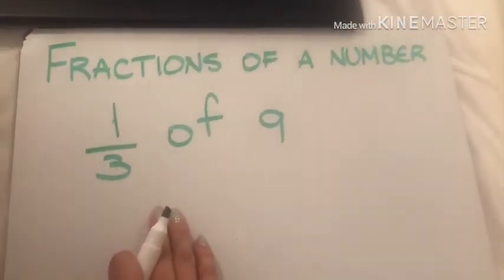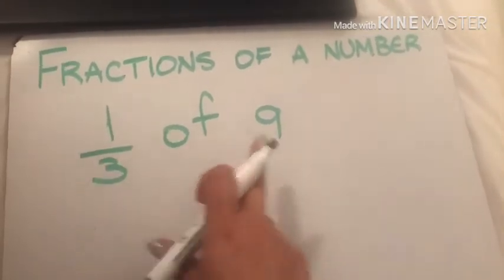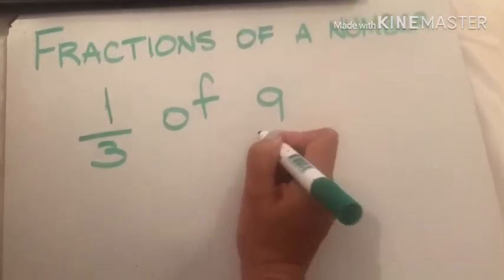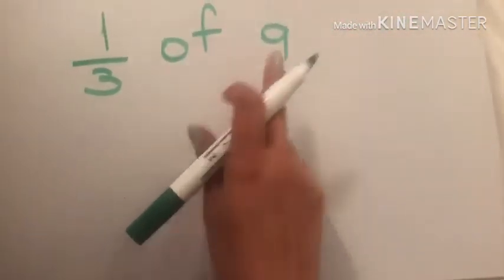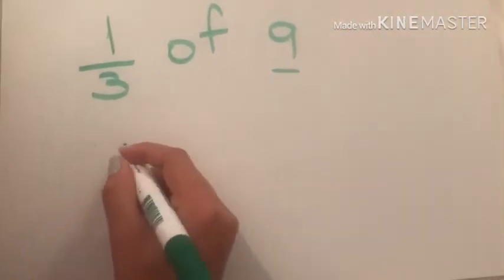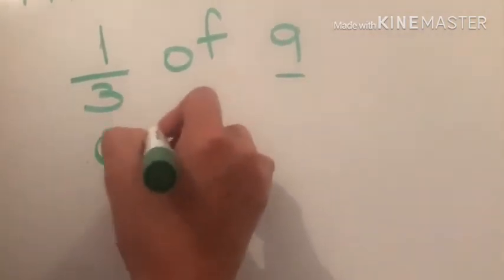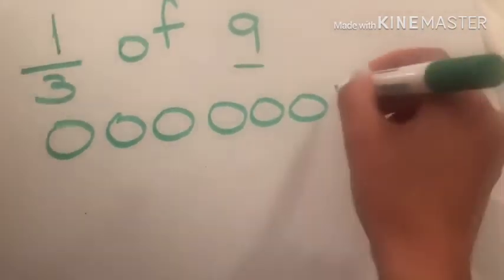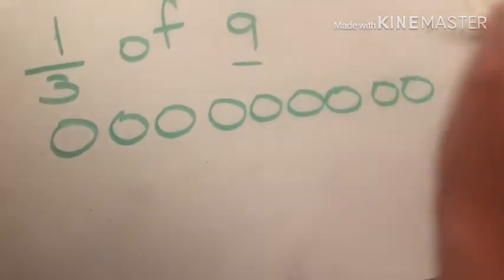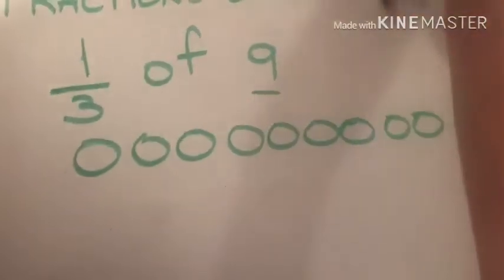Here is our second exercise. It says you have to find 1/3 of 9. So as I said, the first thing I'm going to represent is my 9, and I'm going to represent it as well with circles. 1, 2, 3, 4, 5, 6, 7, 8, 9. I have my 9 objects. Whatever you want to draw is fine.